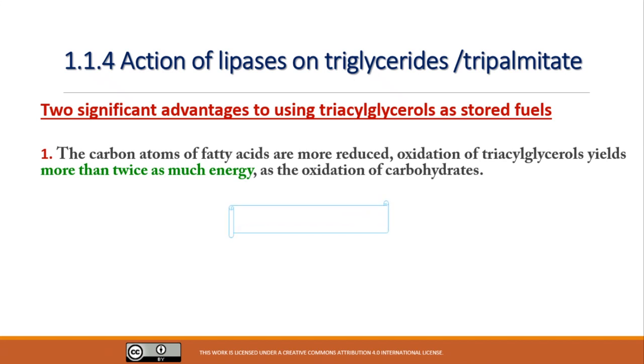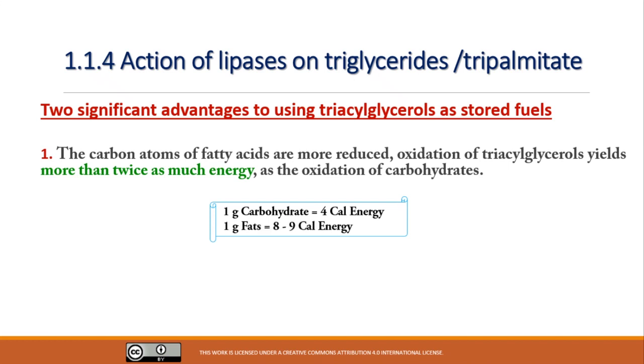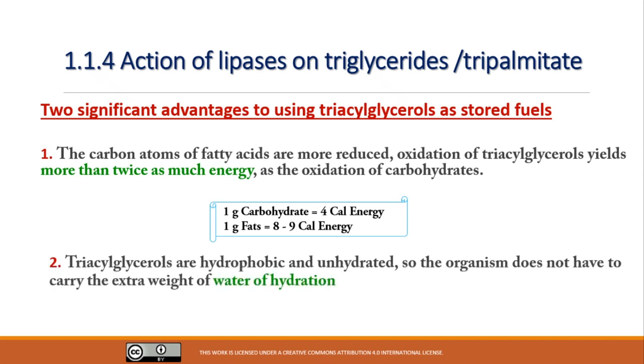Let's see this example. If you take 1 gram of carbohydrate, you get 4 calories of energy on the oxidation, then for 1 gram of fats or 1 gram of triacylglycerols, you can get around 8 to 9 calories of energy. Isn't it very interesting? Let's move to the second advantage.